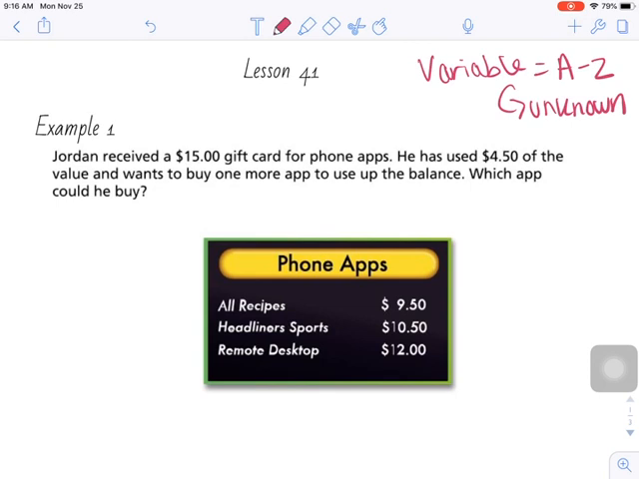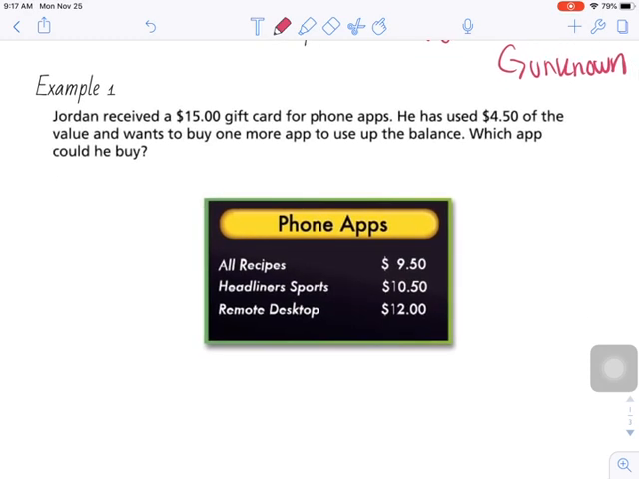So example 1, Jordan received a $15 gift card for phone apps. He used $4.50 of the value and wants to buy one more app to use up the balance. Which app could he buy? So there's 3 apps. All Recipes is $9.50, Headliners Sports is $10.50, and Remote Desktop is $12. So the first thing we want to do is write an equation for this.